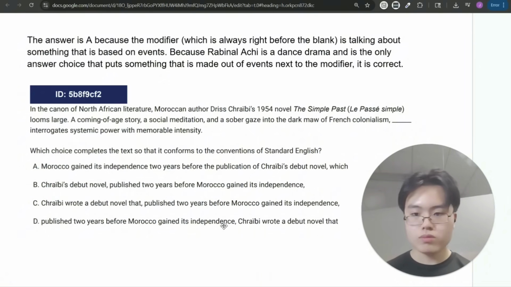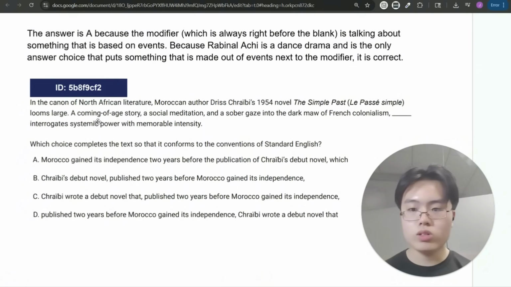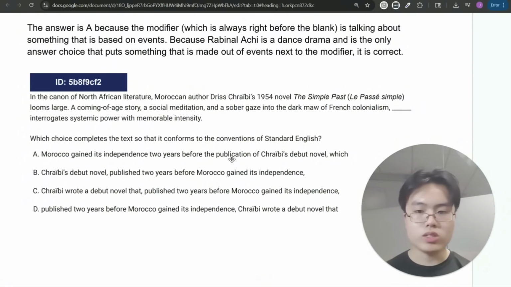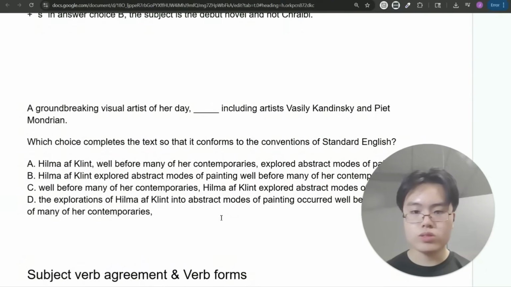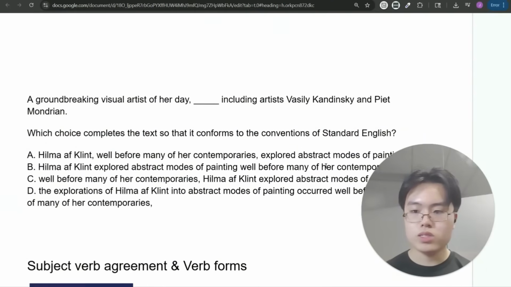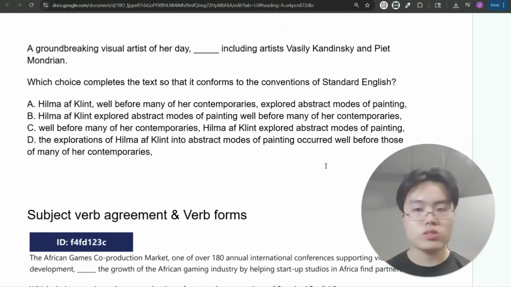Okay. Now I'll show you the case where just reading the modifier isn't going to be good enough, but pretty much that's it. I'll show you a strategy as well. Let's try this question, and I'm going to explain it.